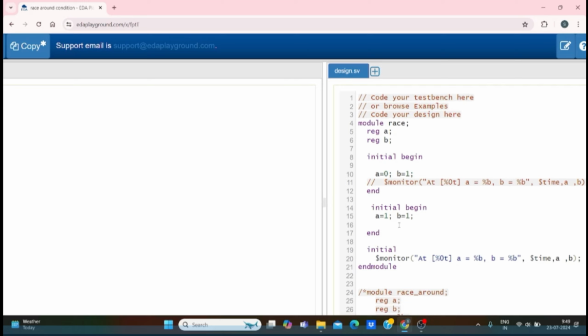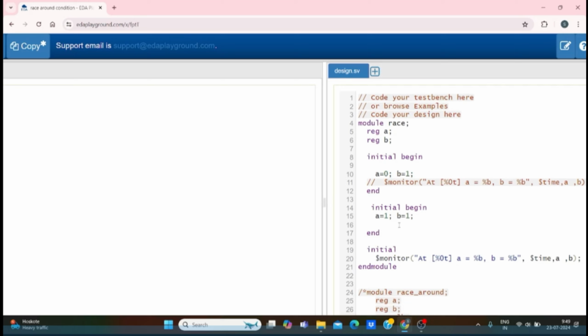Race around condition is nothing but, for example, if we are taking a variable A and we are performing read and write operations at the same time on that particular variable, then the race around condition occurs.